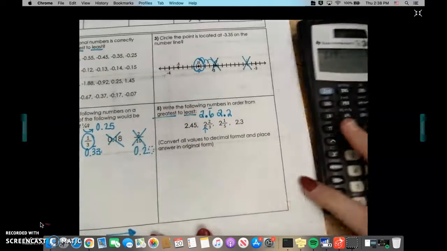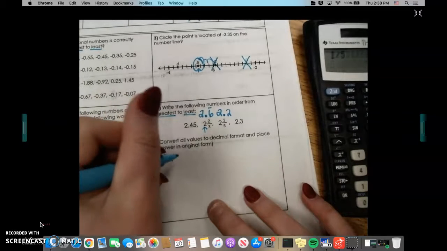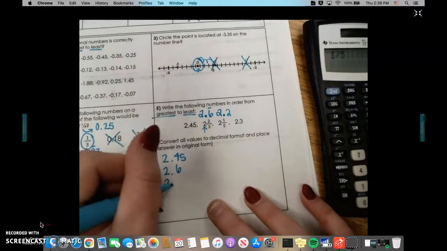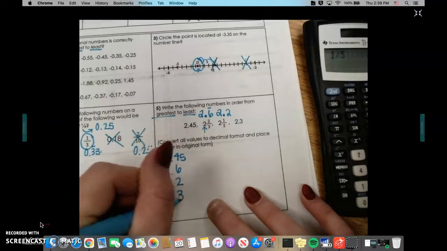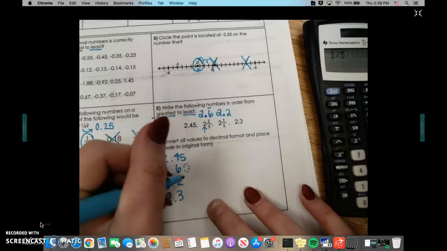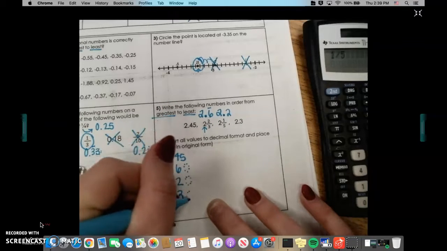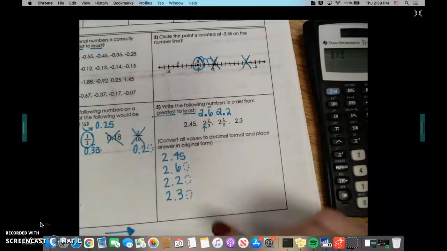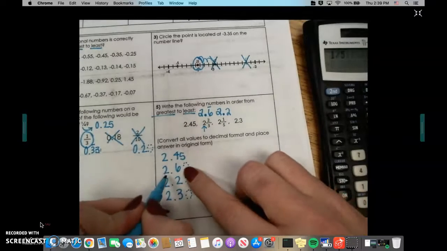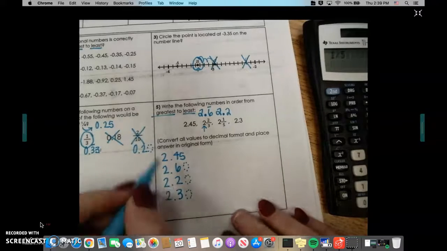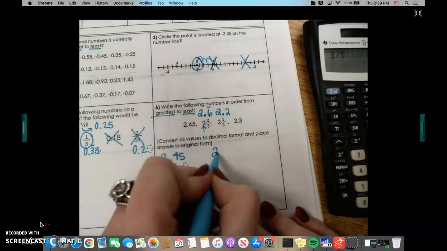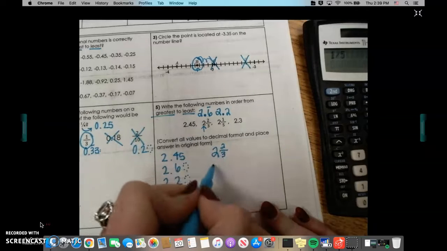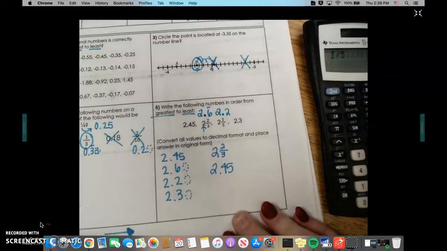And now I'm ready to put them in order. What I like to do is to stack them on top of one another. And if you want to add your imaginary zeros so they all match in the hundredths place, you can. And now I'm good to put them in order from greatest to least. The greatest one is going to be my 2 and 6/10, which was actually 2 and 2/3. My second one would be the 2 and 45 hundredths.